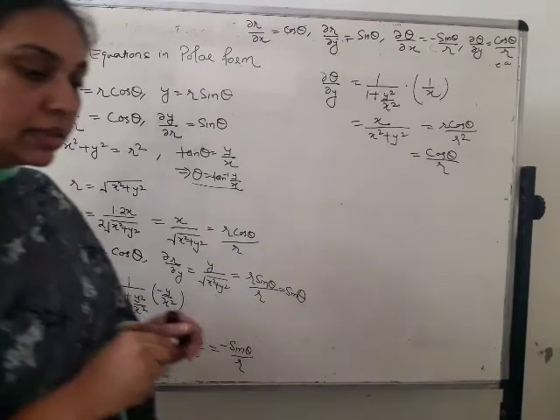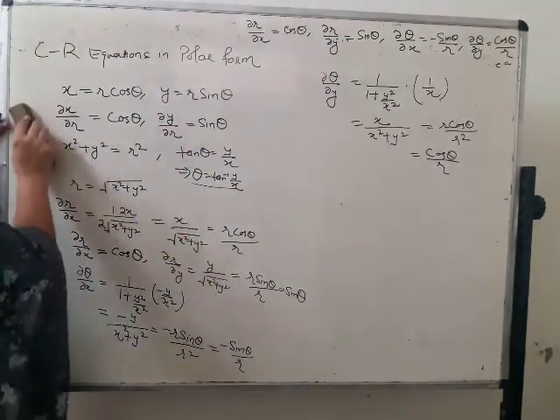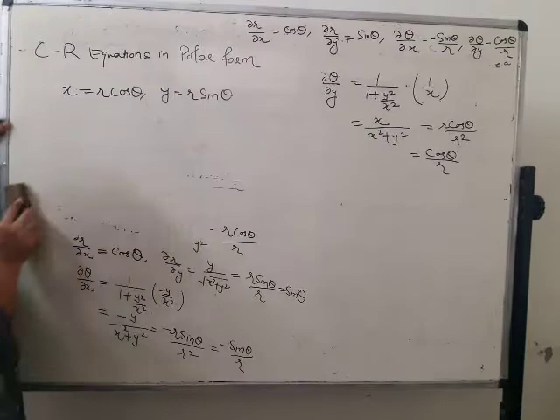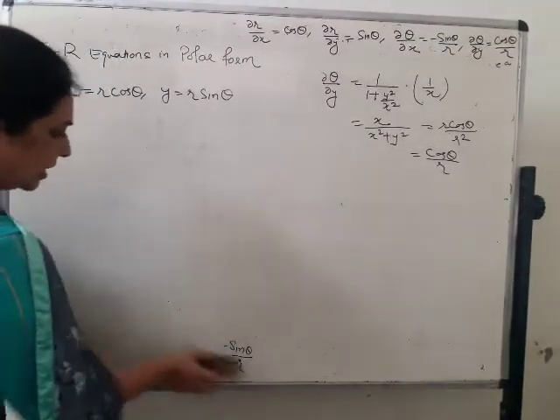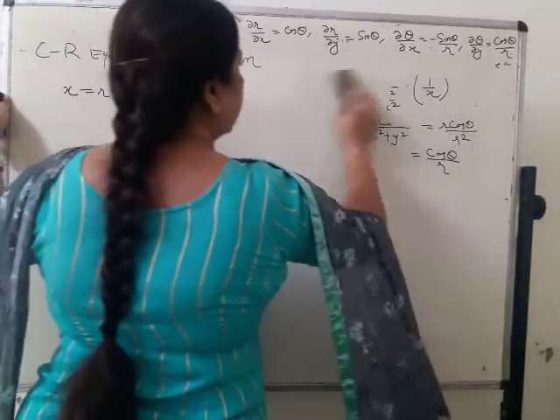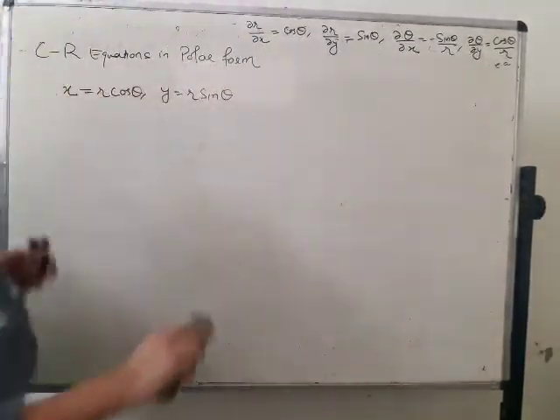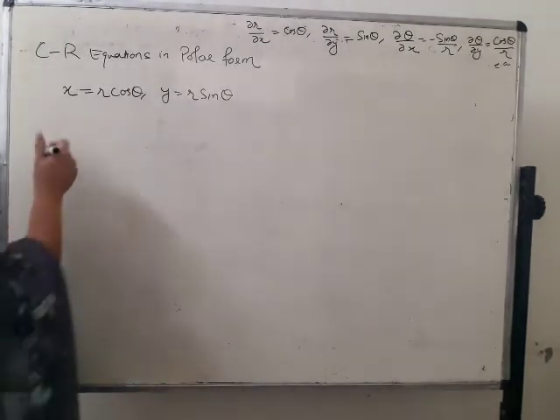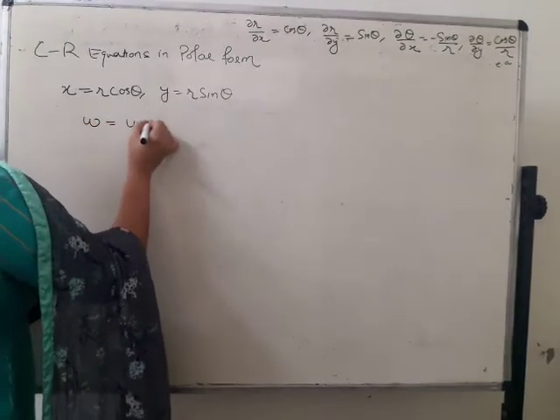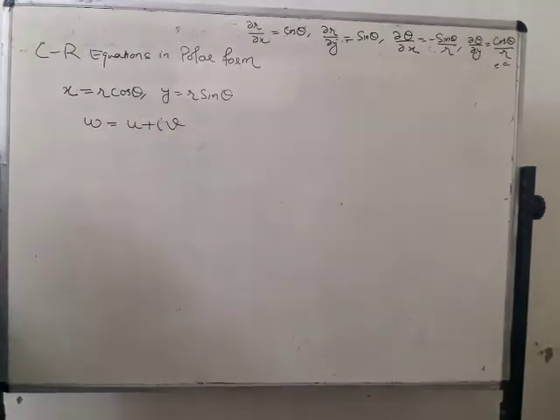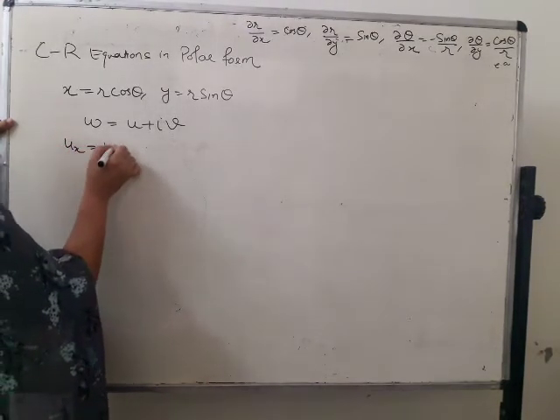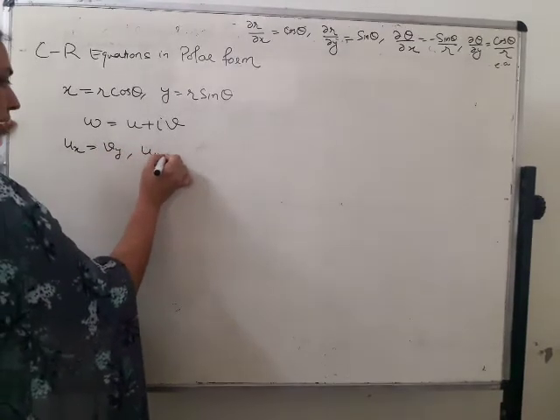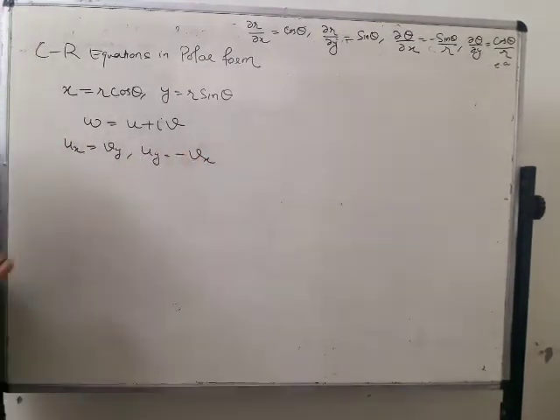Now we find the CR equations in polar form. For this, we take an analytic function, say w equal to u plus iota v. u and v are its real and imaginary parts. By CR equations in Cartesian form, we have ux is equal to vy, uy is equal to minus vx.